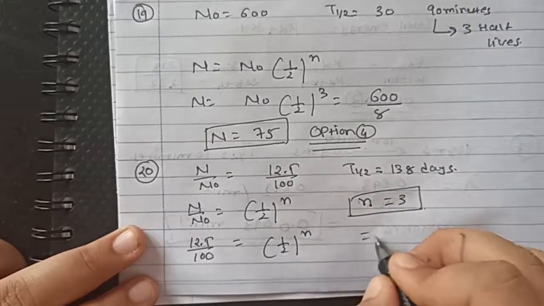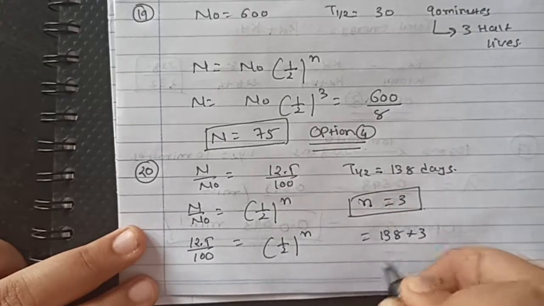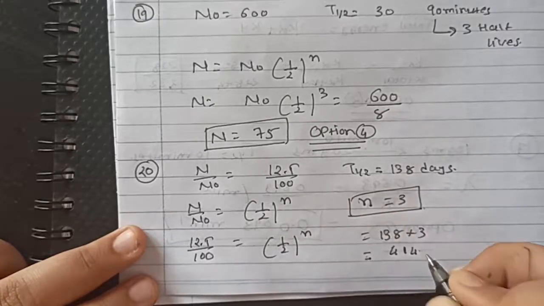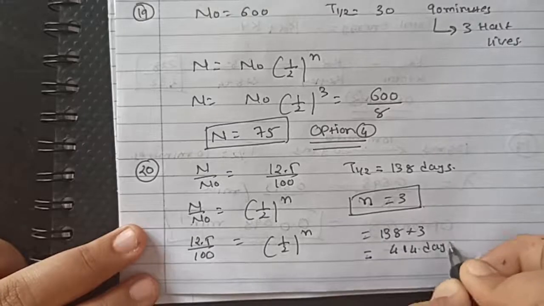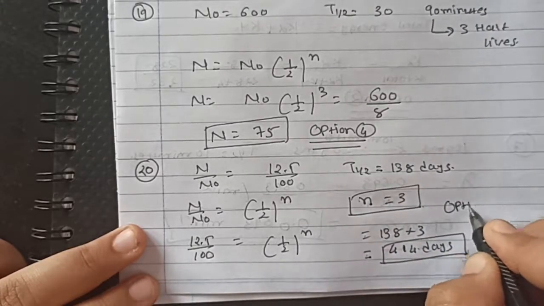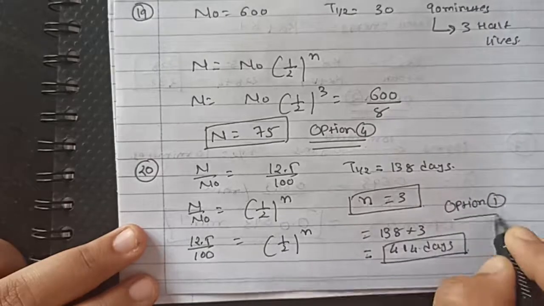So the total number of days will be 138 into 3. That will be 414 days. So option 1 is the correct option.